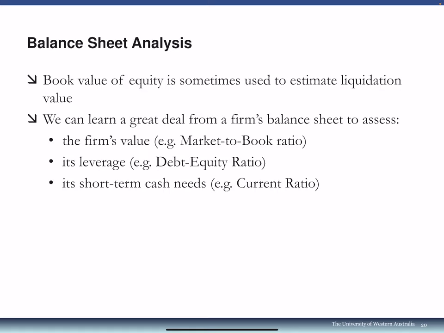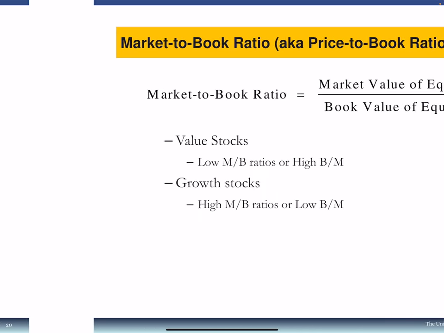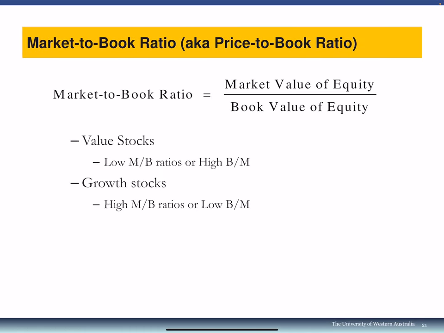Book value of equity is sometimes used to estimate liquidation value. We can learn a great deal from a firm's balance sheet to assess the firm's value. For example, we can look at the market to book ratio, its leverage or debt equity ratio, and its short-term cash needs or current ratio. We're going to focus on one of them. The market to book ratio is a very important ratio, also known as the price to book ratio. It is estimated as the market value of equity divided by book value of equity.